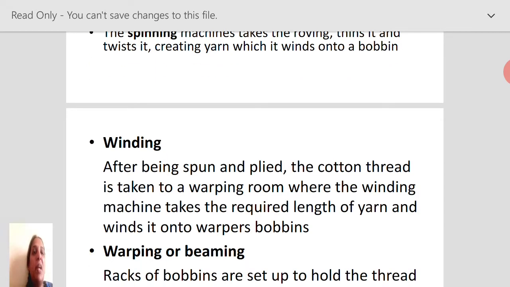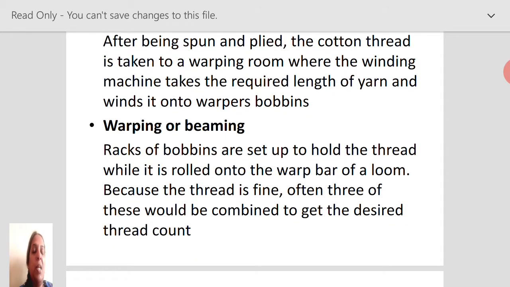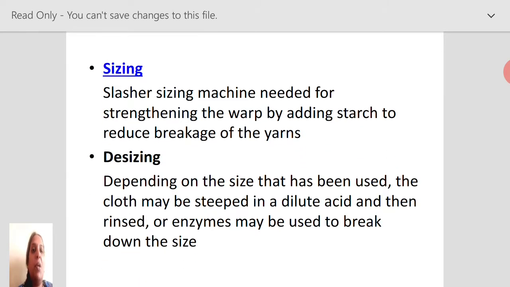So what is the winding process? In the winding process, that cotton thread will be wound up. It will be taken to the required length, as well as wound up into the bobbins. And the next unit in your textile industry is your warping or beaming process, where one or two threads, or more than this, will be combined together so that the desired thread count can be achieved, and it will be warped together.